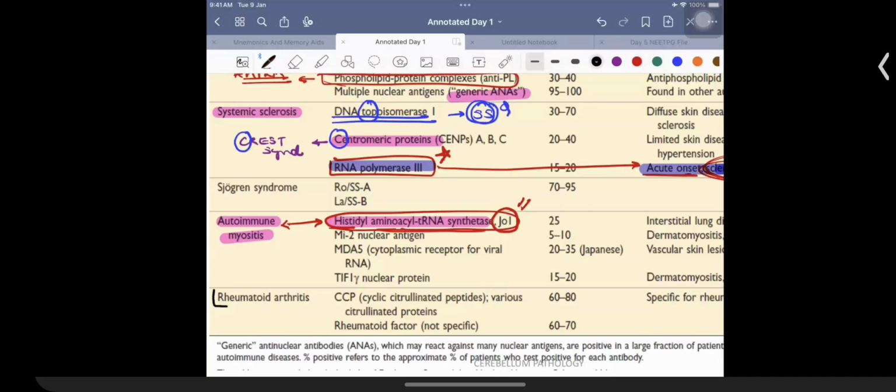When I say easiest, this is what people find as the easiest. Rheumatoid arthritis, anti-CCP antibody. Anti-CCP antibody. Right? So the nutshell is that you have to remember the name of the antibodies and the specific conditions that are going to be associated with them.